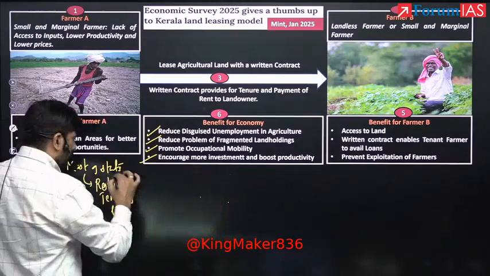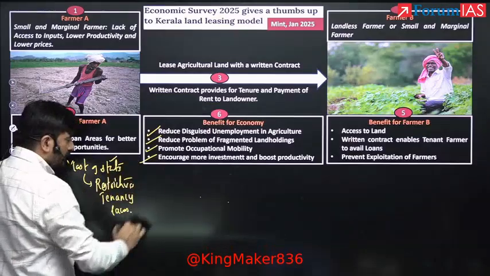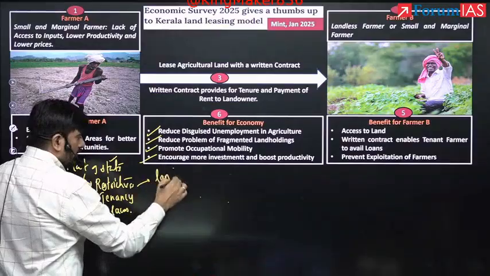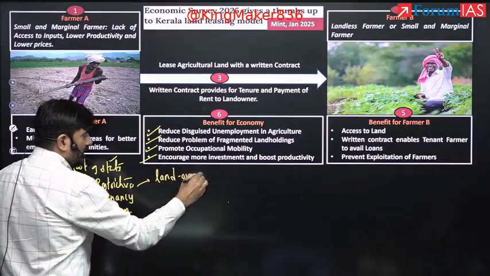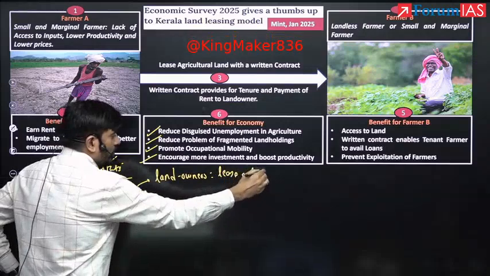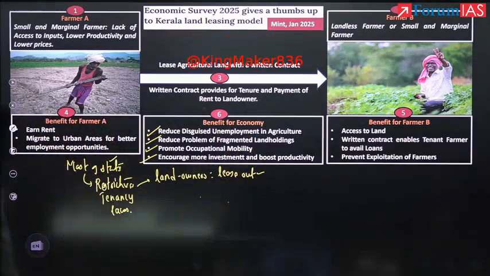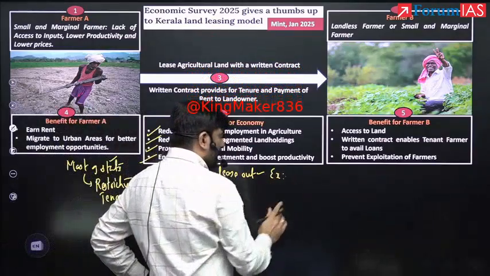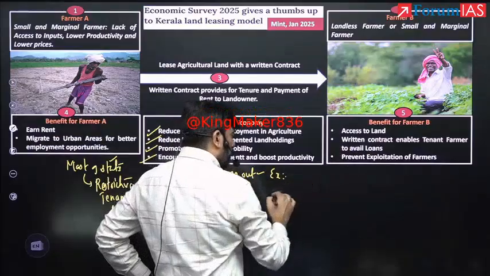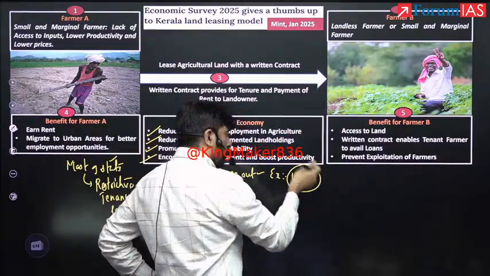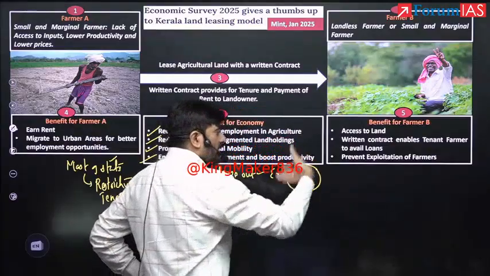Restrictive tenancy law means most of the states have put restrictions as to which type of landowners can lease out the agricultural land. Who can lease out? For example, in most of the states, they say those landowners who are unfit for undertaking cultivation, only they can lease out.